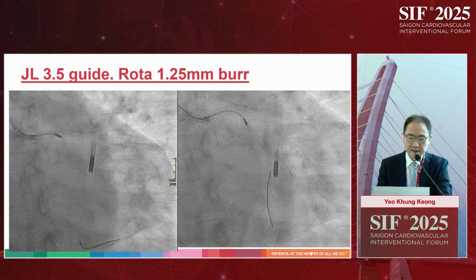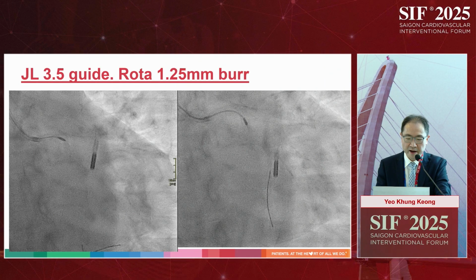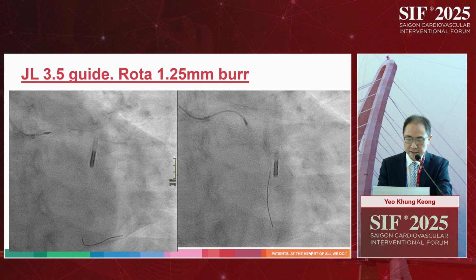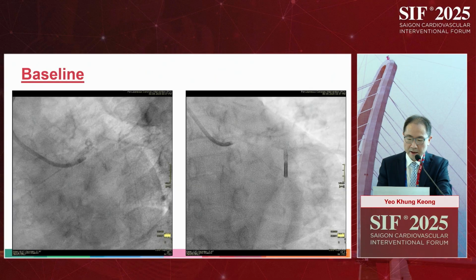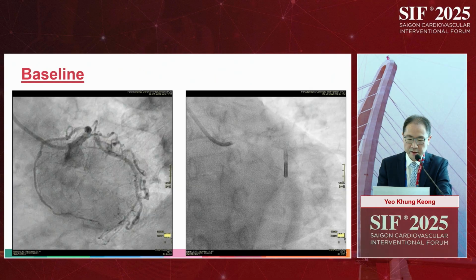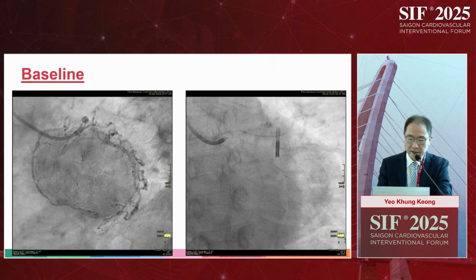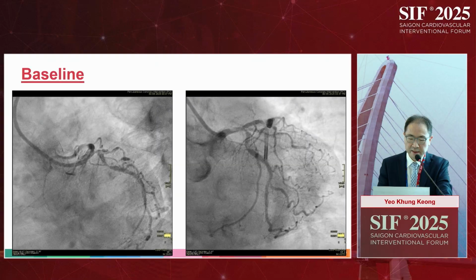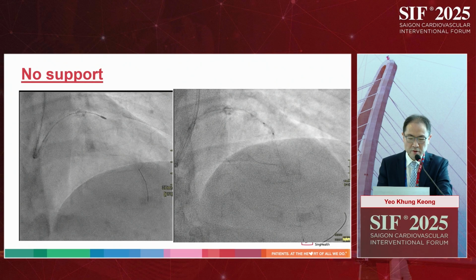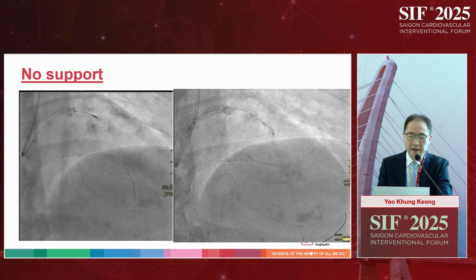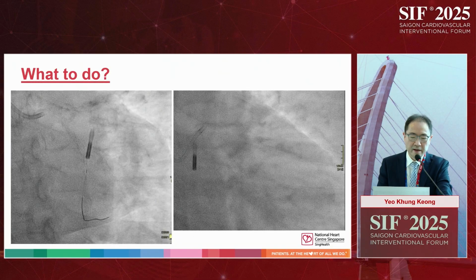There's left main disease. This is a 1.25 burr, a JL3.5 guide. You notice there's a balloon pump in place. Sorry, I think the figures were in the wrong sequence, but you can appreciate the left main disease and the angulation of the circumflex. Couldn't really get the burr beyond the circ, and the main problem was the lack of guide support. So I did what I could, tried to rotablate the LAD, no support.